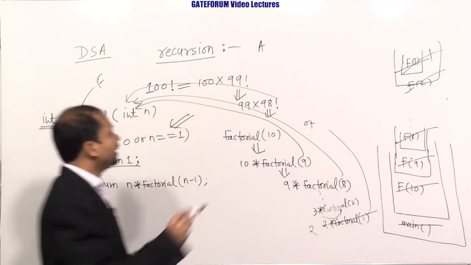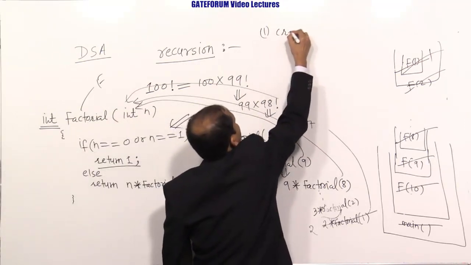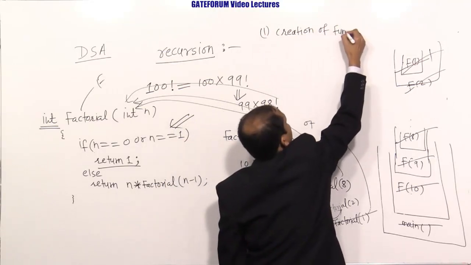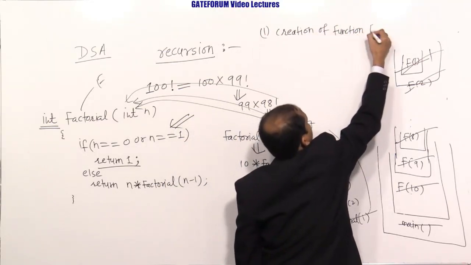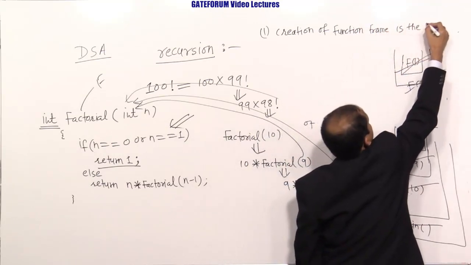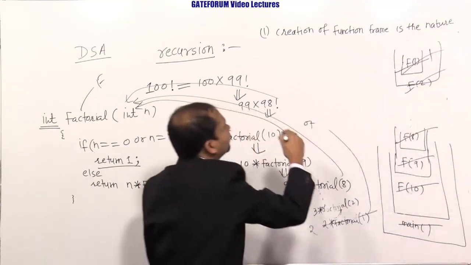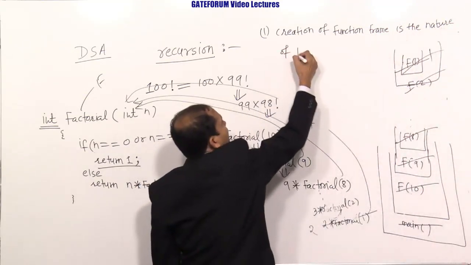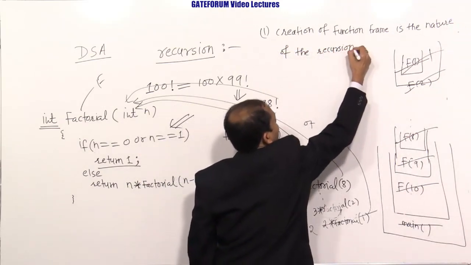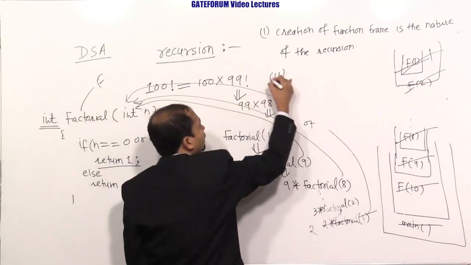So first of all, creation of function frames is the nature of recursion. This is the first property. Creation of function frames is the nature of recursion. Right, this is the first point.